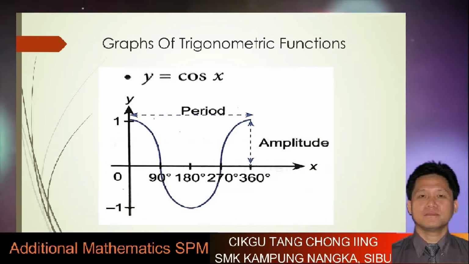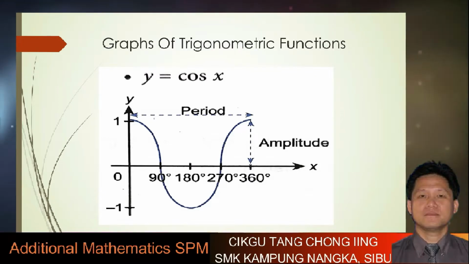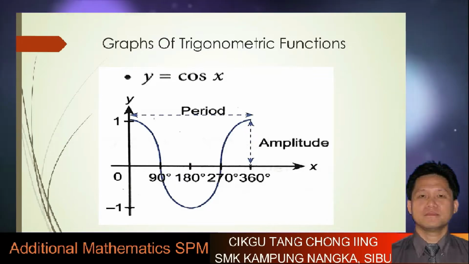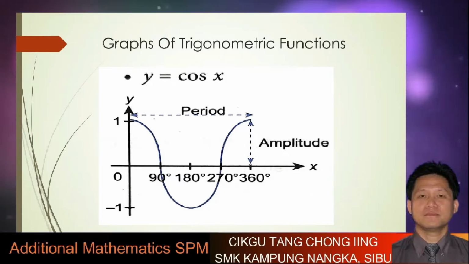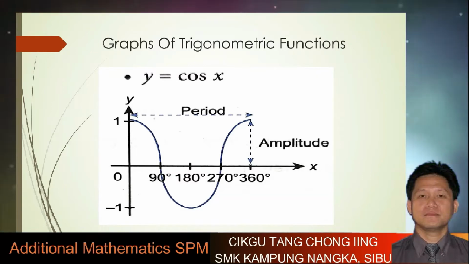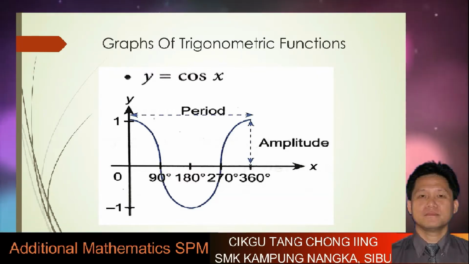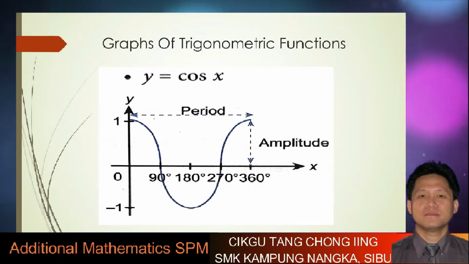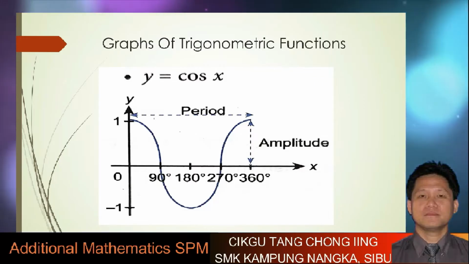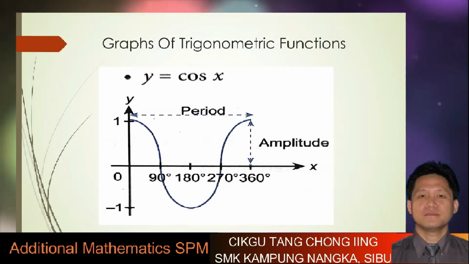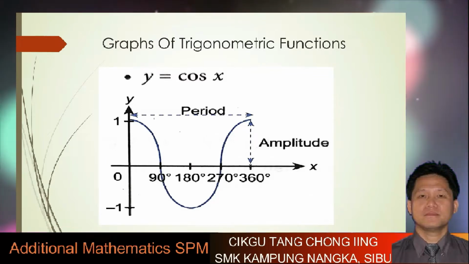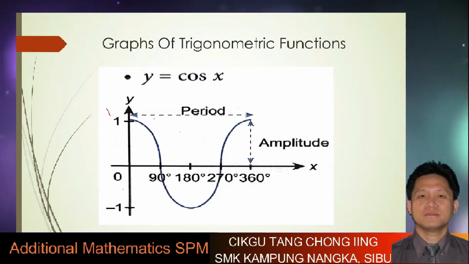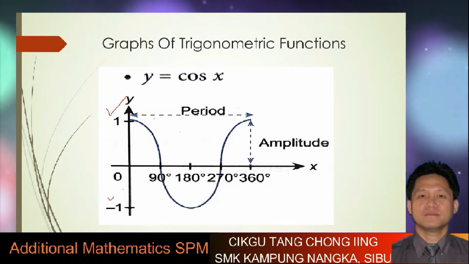Now this is y equals cos x, right? The graph y equals cos x. Now, y equals cos x is a periodic function and the shape of the graph repeats in each period. Now for y equals cos x, one period is equal to 360 degrees or 2 pi radians. And for this graph, the amplitude is also equal to 1, as you can see here, this is 1 here, this one negative 1.